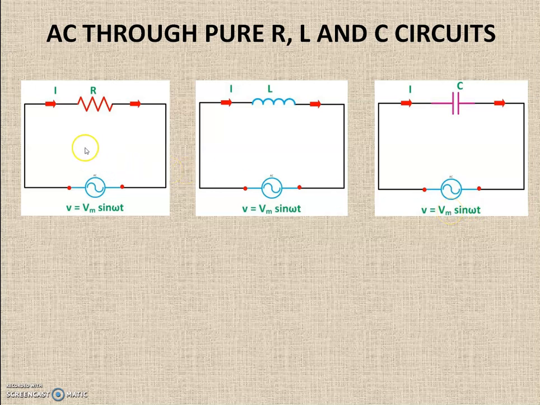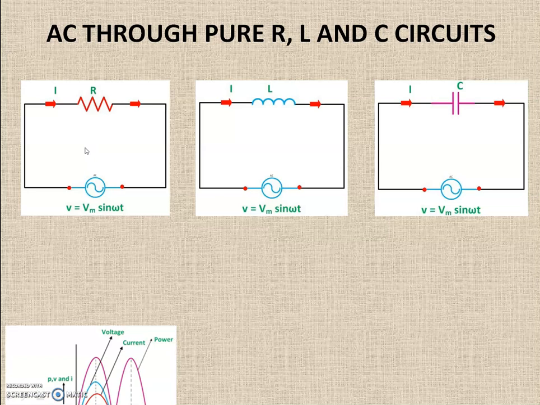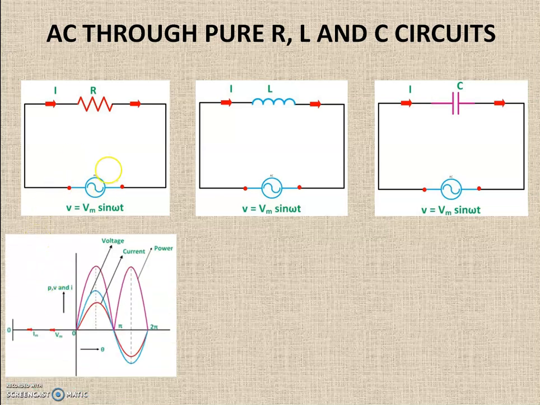In the case of a pure resistive circuit, the voltage and current will be in phase. That is, the instantaneous voltage and current will be in phase, and so the phasors will align in the same direction. If we draw the instantaneous waveforms of voltage and current, it will look like this. Here voltage is shown by this blue line and the current is shown by this red line. The magnitude of voltage is somewhat higher than that of the current, but both of them are in phase.